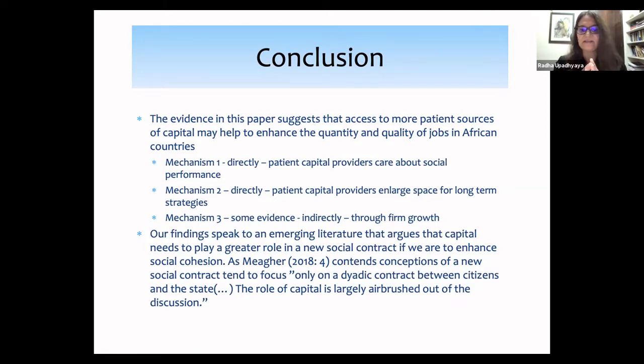We find little evidence, or just some evidence, it's mixed, for the indirect link we had proposed of firm growth leading to improvement in quantity and quality of labor. So we feel our findings speak to an emerging literature that argues that capital needs to play a greater role in this new social contract if we're to enhance social cohesion. For example, Meager 2018 has argued that the conceptions of a new social contract tend to focus only on the didactic contract between citizens and state, and the role of capital has been largely airbrushed out of this discussion. We feel that this is an initial contribution to trying to include the role of capital in the debates on the new social contract.